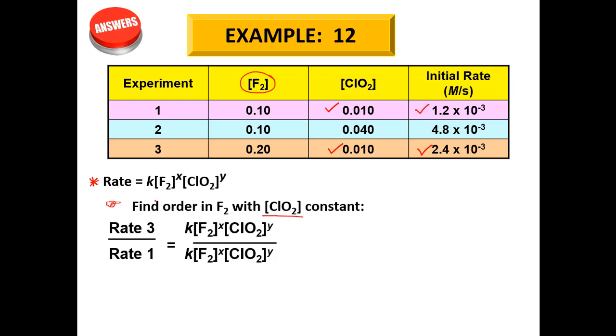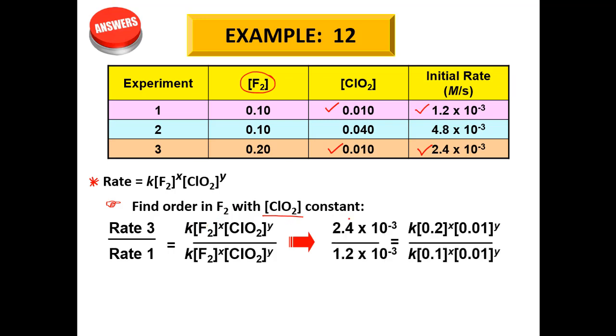Okay, cara penulisan rate tu macam biasa, macam kita tulis rate law ni. Lepas tu kita masukkan value. Rate untuk eksperimen 3 berapa? Rate untuk eksperimen 1 berapa? Lepas tu yang bahagian concentration kita ikut eksperimen kita. Kalau eksperimen 3, concentration F2 adalah 0.2, concentration ClO2 adalah 0.01. Sama juga kalau eksperimen 1, concentration of F2 is 0.1, concentration of ClO2 adalah 0.01.